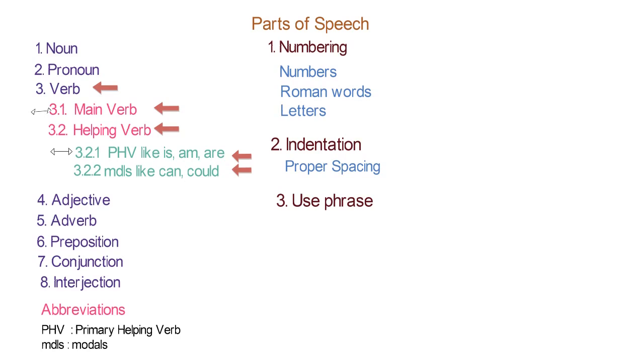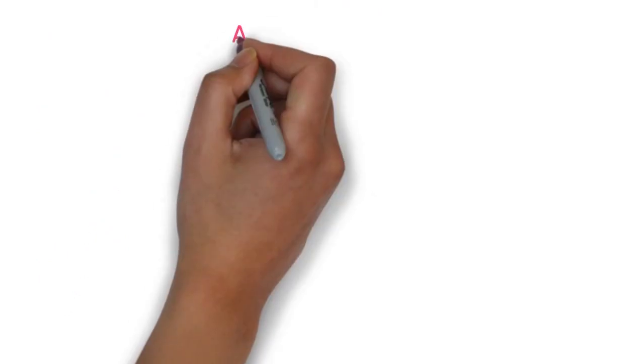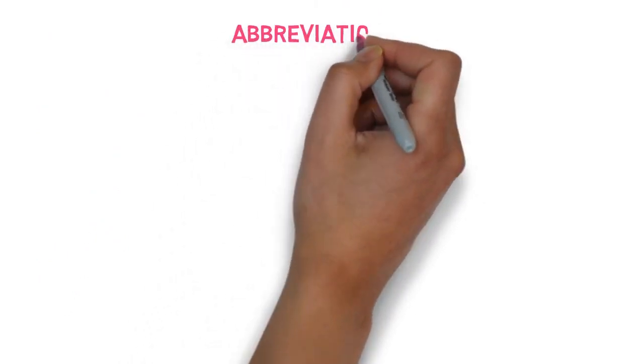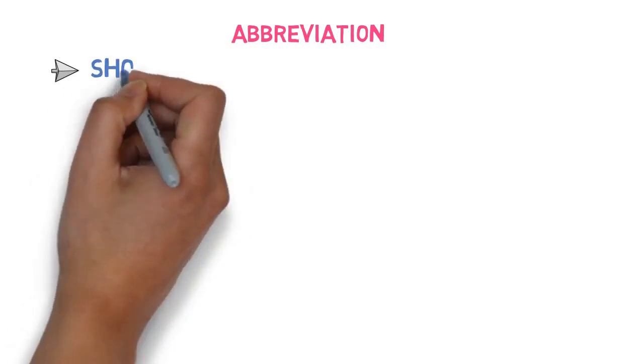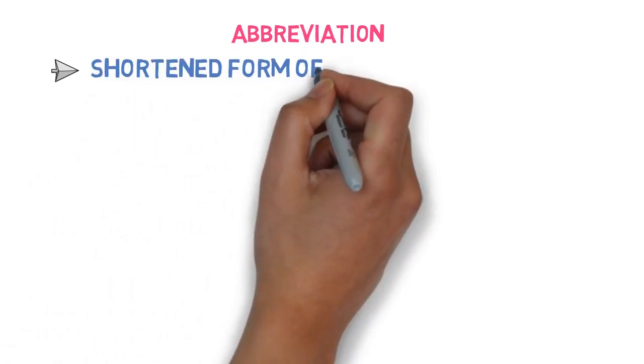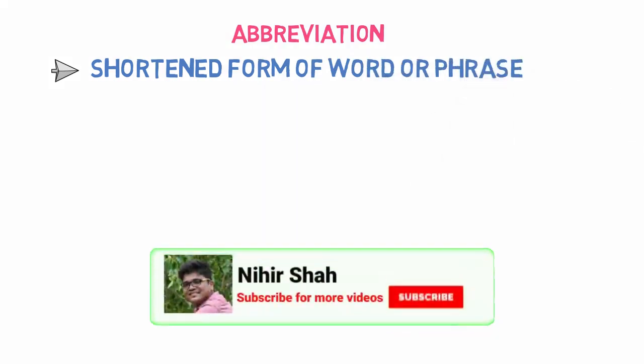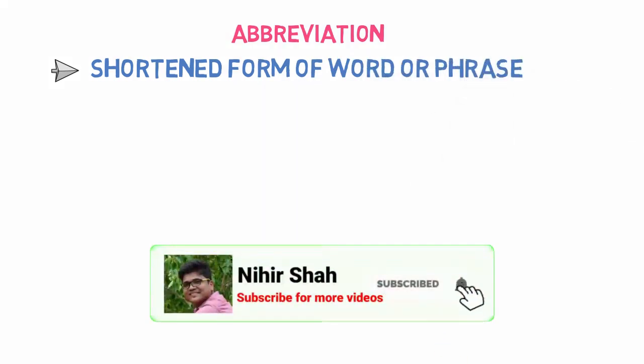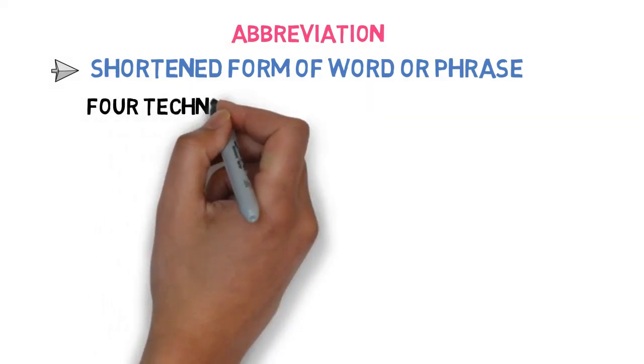Now, after writing the notes, we need to describe the abbreviation and symbols that we used in the notes. We used PHV, which is abbreviated form of the actual words primary helping verb, and MDLS for modals. If you are wondering what is an abbreviation and how can I form one, then let me explain to you. An abbreviation is any shortened or contracted form of a word or phrase. How can we form abbreviations? I will share with you 4 techniques for it.